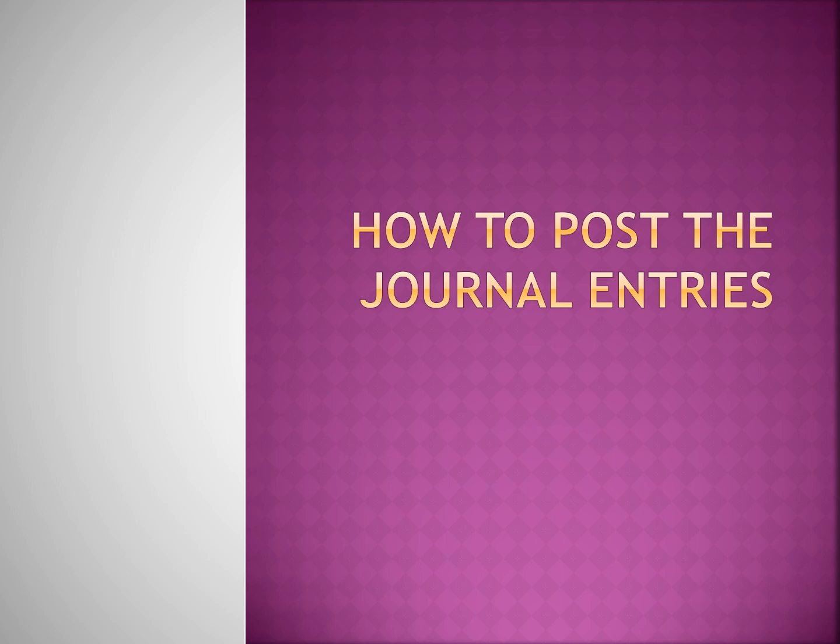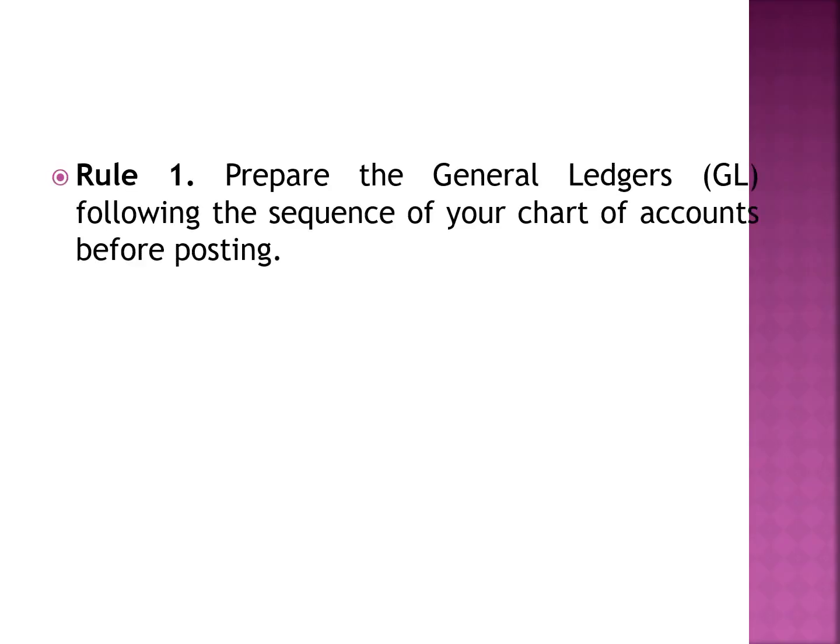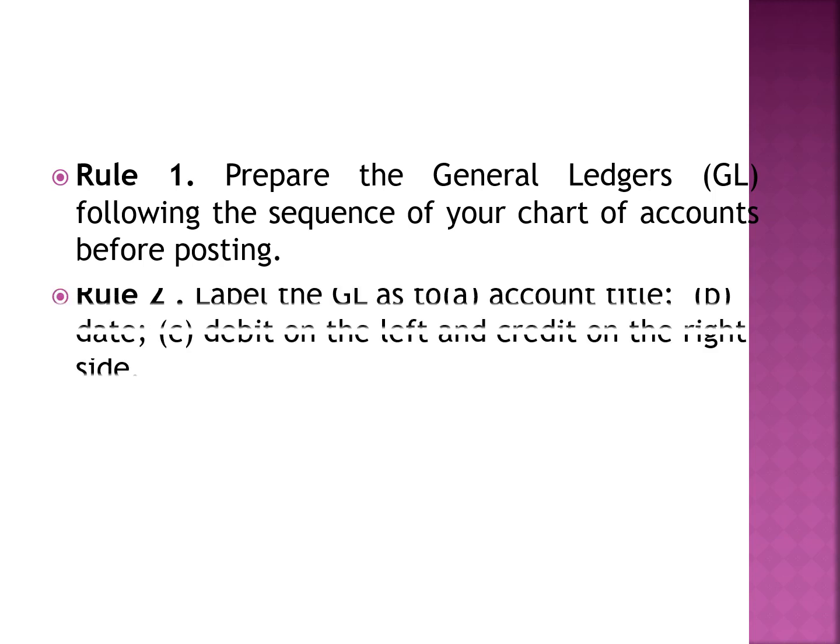So this video is discussing how to post the journal entries in the general ledger. Rule 1 in the preparation of the posting to the general ledgers is to prepare the general ledgers following the sequence of the chart of accounts of the company before posting. After that, you have to label each general ledger as to the account title. It's the date, the debit on the left side, and credit on the right side.